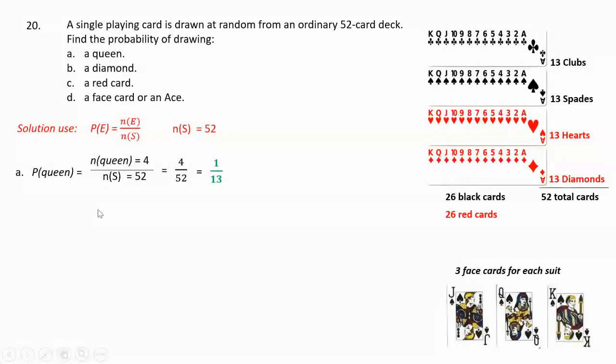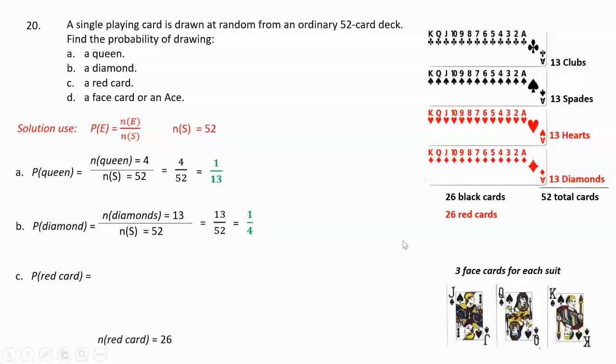Now for part B, for it to be a diamond, there are 13 diamonds. So 13 over 52. The answer will be 1/4. A red card means any card that's red, which will be 26 over 52. The answer will be 1/2.